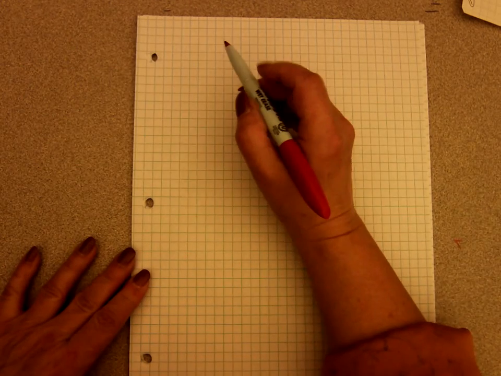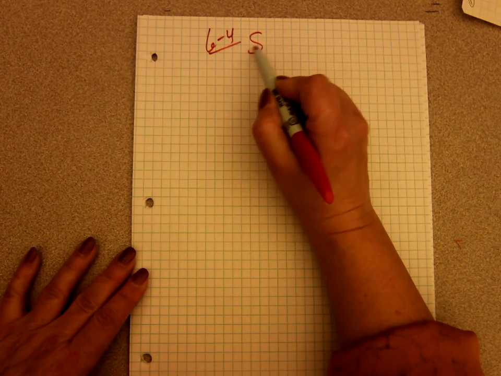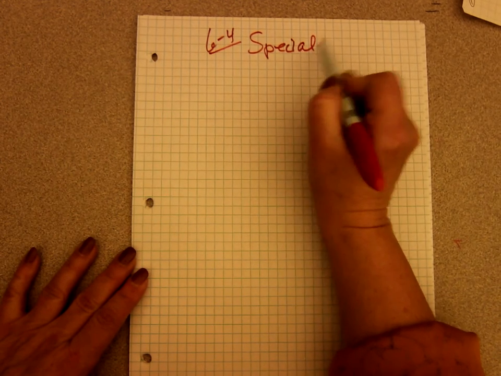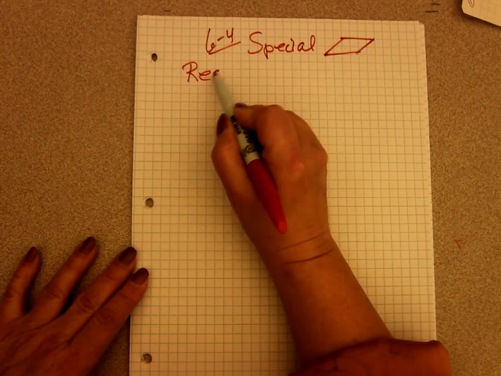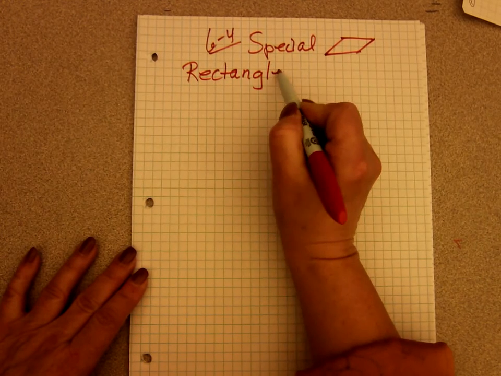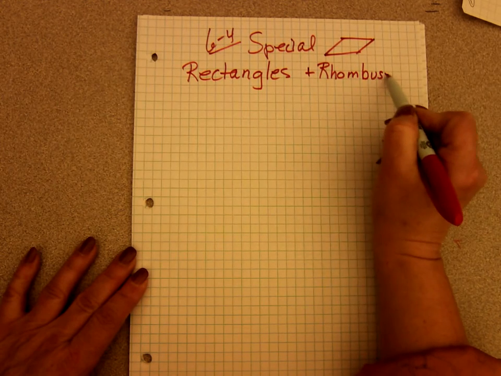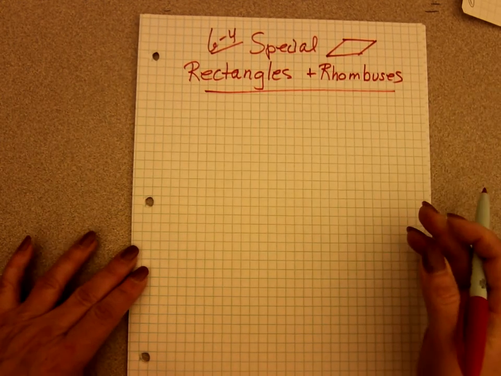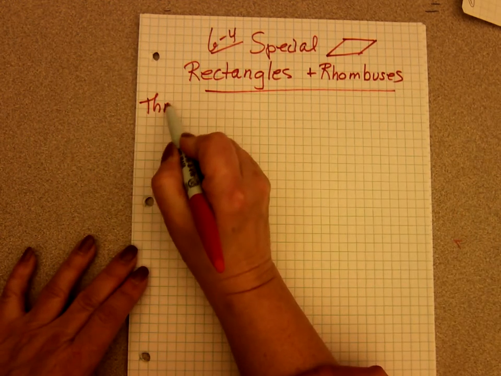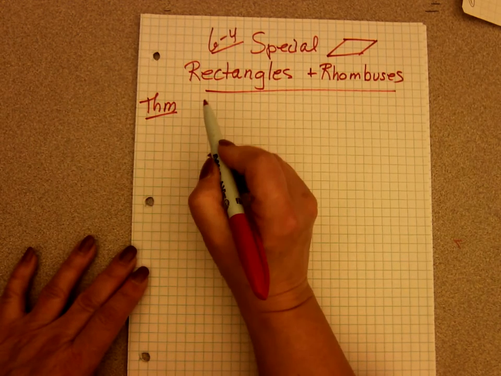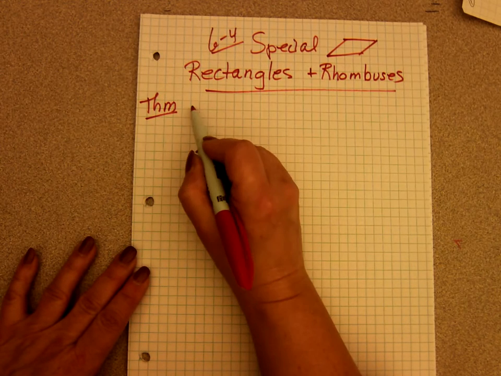Today's lesson is from section 6-4, and it's entitled Special Parallelograms. We're going to specifically talk about rectangles and rhombuses. This section has several theorems. And the first one states that the diagonals of a rhombus bisect the angles.